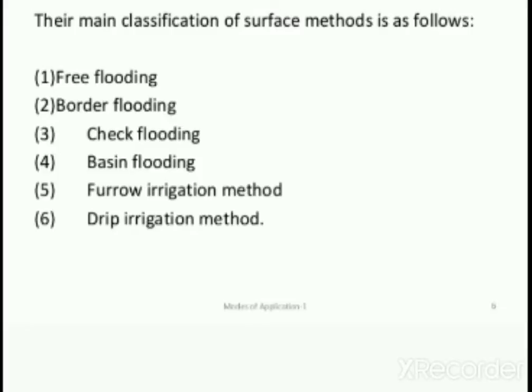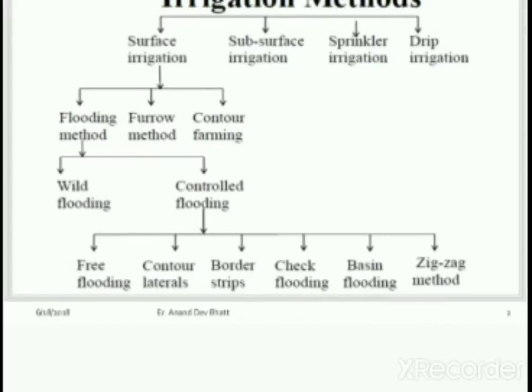Surface irrigation method, the main classification of surface methods is as follows: free flooding, border flooding, check flooding, basin flooding, furrow irrigation method, drip irrigation method. Irrigation methods: surface irrigation, subsurface irrigation, sprinkler irrigation, and drip irrigation. Surface irrigation is divided into three types: flooding method, furrow method, contour method.